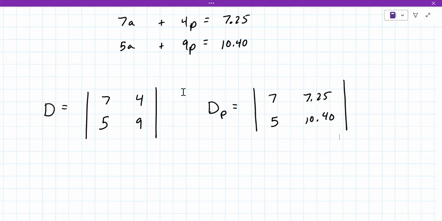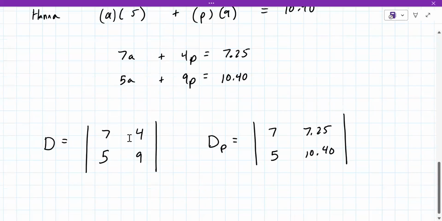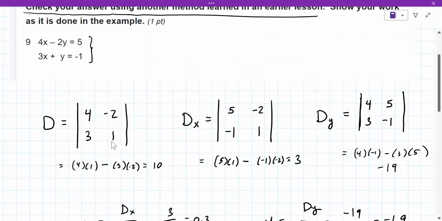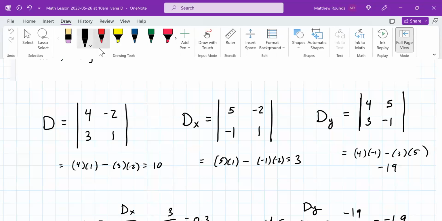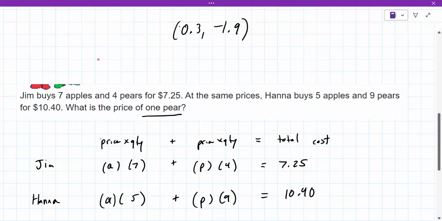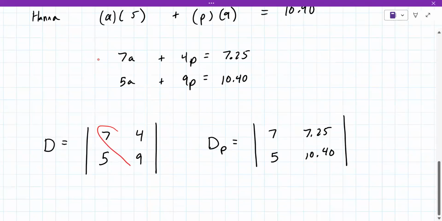So hold on. You want me to do what again? I'm so sorry. Yeah, just calculate the determinants. Let me go back up and show you how we did it in the previous problem. You take the diagonal 4 times 1 and multiply it by the other, and then subtract the other diagonal product. So 4 times 1, you multiply 3 times -2, and then you subtract the difference. So if you need to, we might have even drawn this as a butterfly. You're multiplying those and multiplying those. So it would be 7 times 9 minus 4 times 5. Exactly, yes.